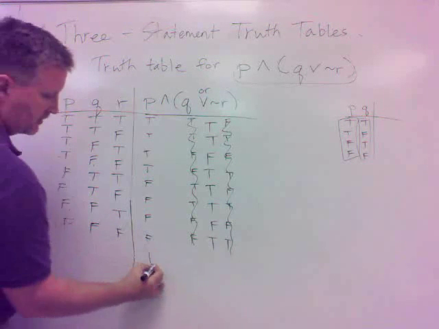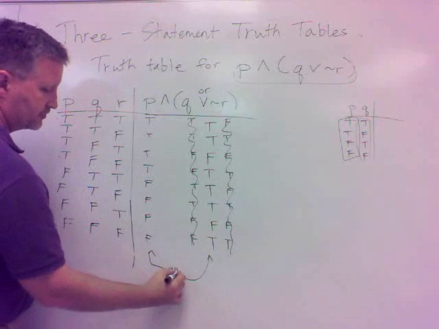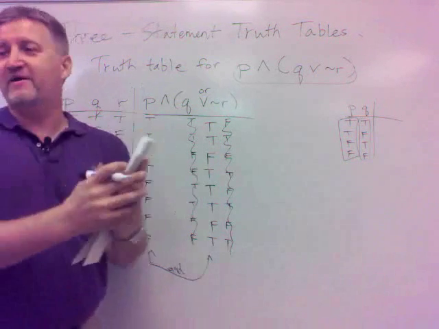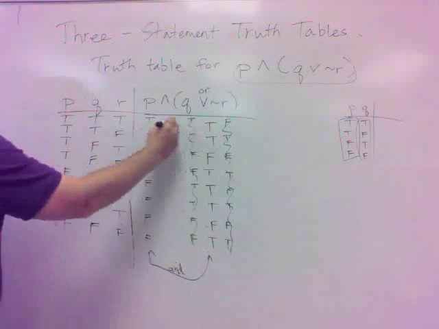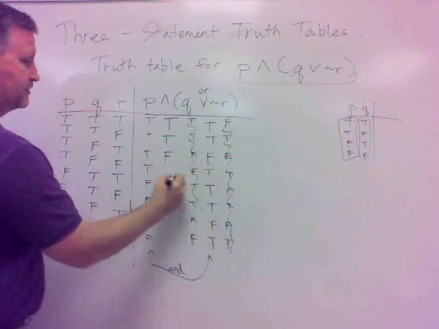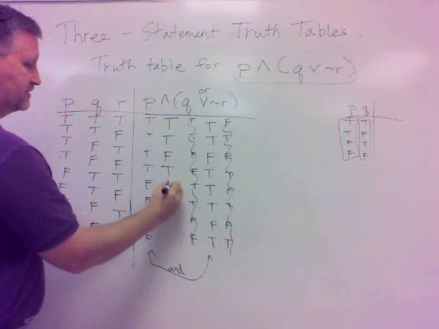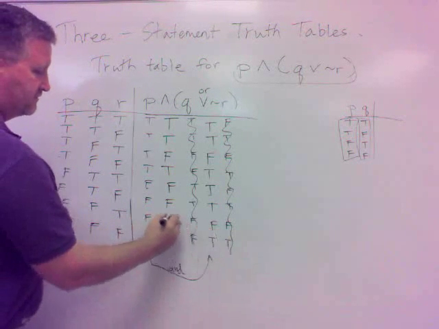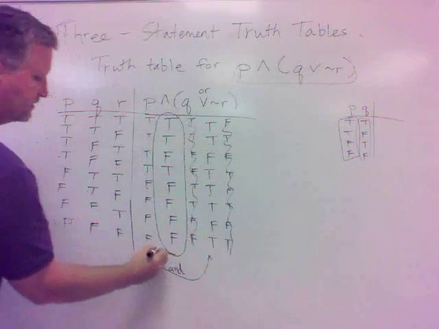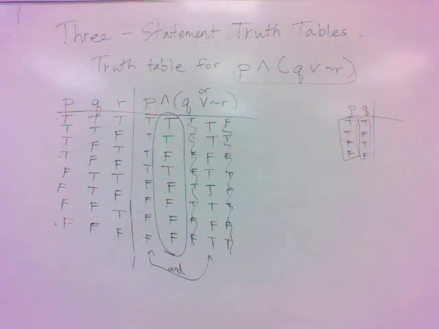Now, I want to AND those together. And so how does AND work? Both of them have to be true for AND to be true. So true and true is true. True and true is true. But true and false, that's false. True and true is true. False and true is false. False and true, false. False and false is false. False and true is false. So the end result is this column right there. True, true, false, true, false, false, false, false. Okay?